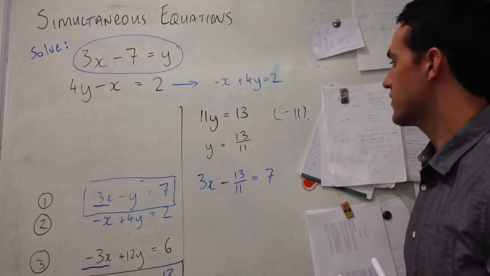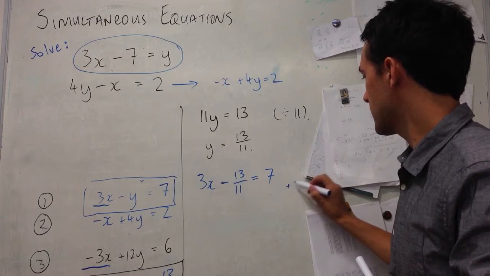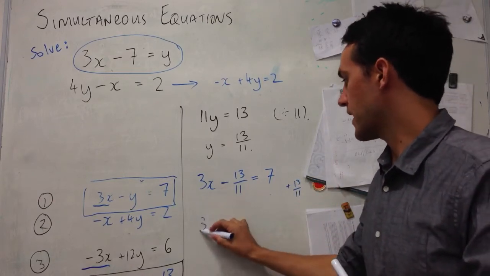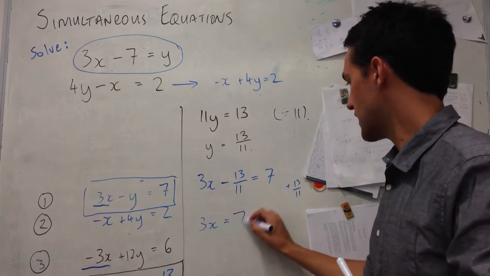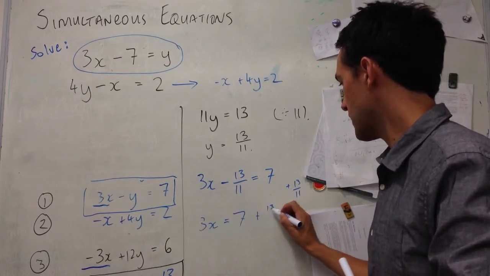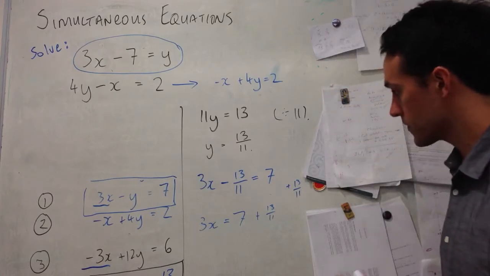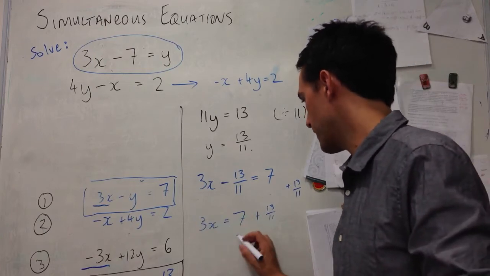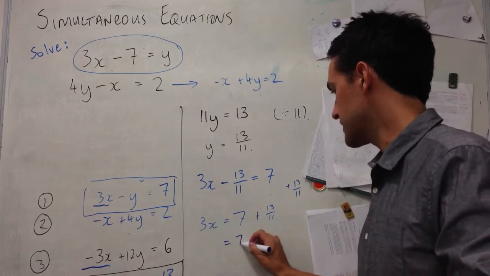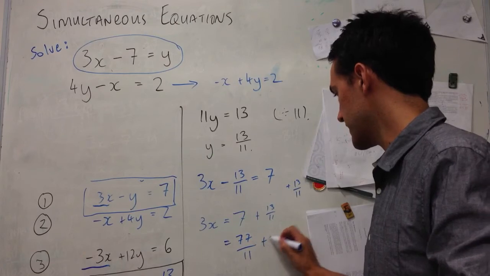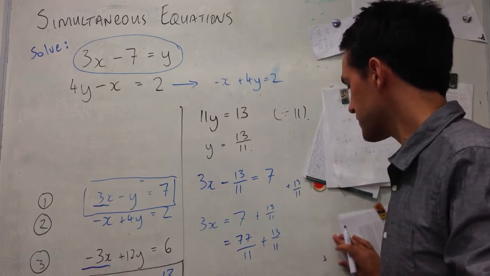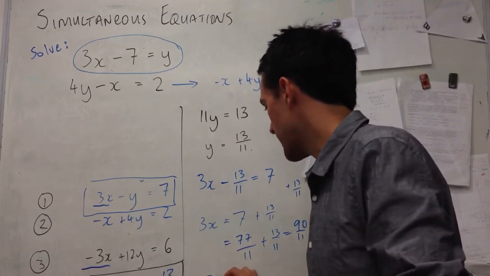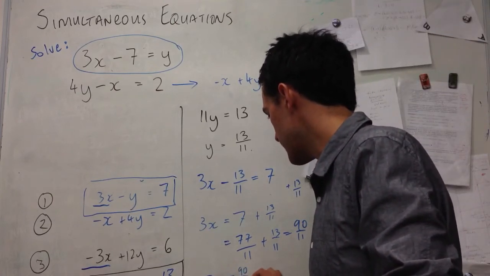So I add 13 elevenths to both sides, and I'll get 3x equals 7 plus 13 on 11. Might need to change these into the same form, so I'm going to have it as 77 on 11 plus 13 on 11, which gives me 90 on 11. So I've got 3x equals 90 on 11.